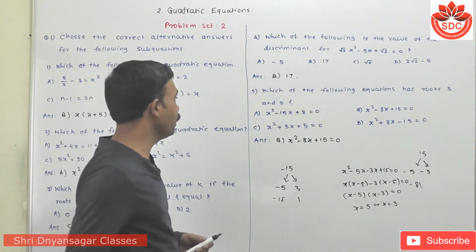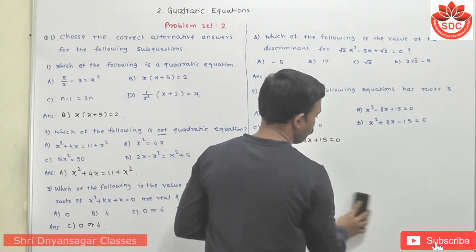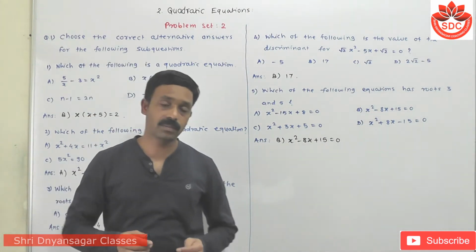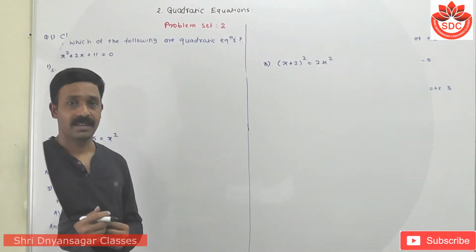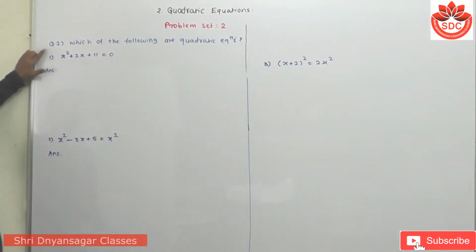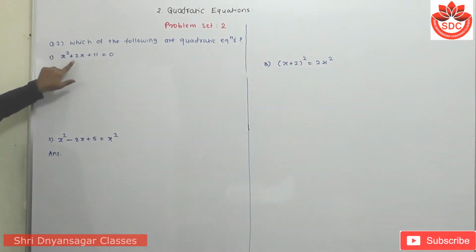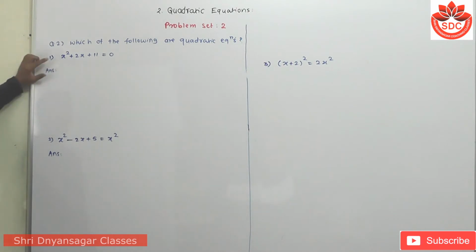Students, can you understand this? Okay, we see the next question, question number 2. So simple. The remaining 3 sub-questions you have to solve at home. The second question is, which of the following are quadratic equations? First one is x square plus 2x plus 11 is equal to 0. Students, when you observe carefully, the index is 2, so it is a quadratic equation.